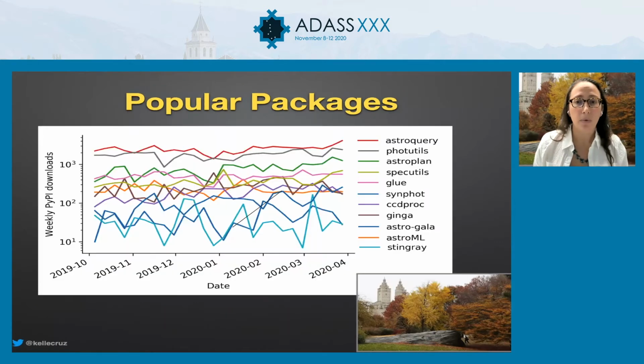So a little bit more on the popular packages. This is weekly PyPI downloads as a function of time, and I've made the labels in approximate order of their downloads. You can see AstroQuery and PhotoUtils are the most frequently downloaded. AstroPlan is up there. SpecUtils, I expect to get more and more downloads. Glue, SunPy, CCDProc, Ginga, AstroGala, AstroML, and Stingray are among our most popular packages, just to give you a sense of their popularity.